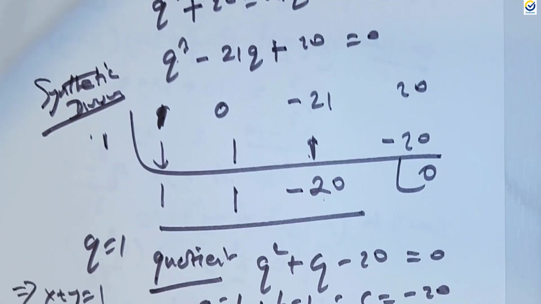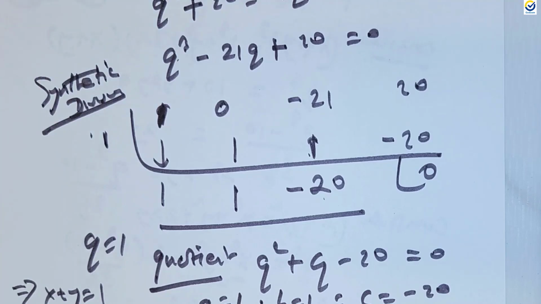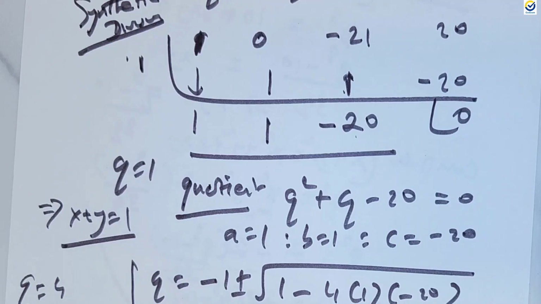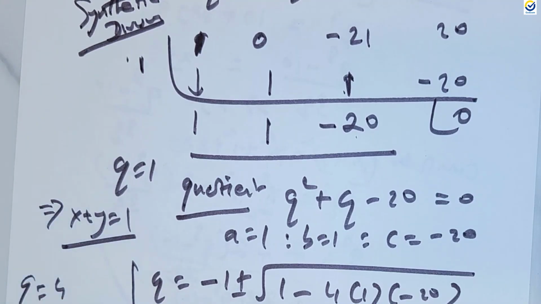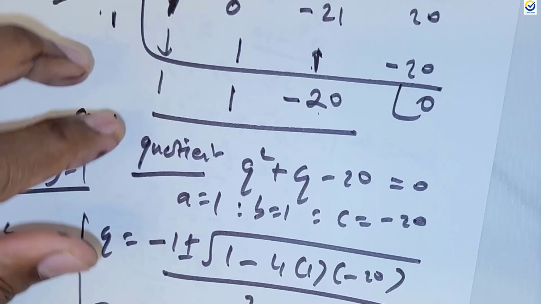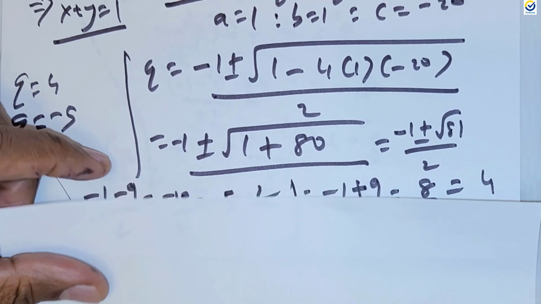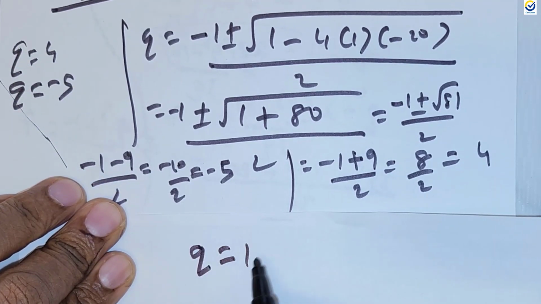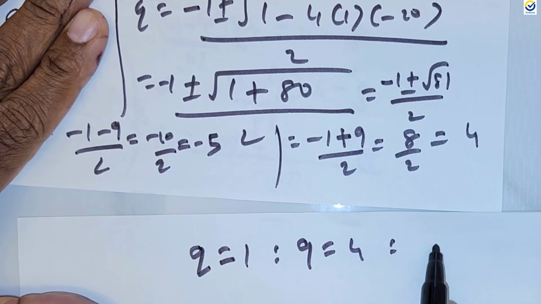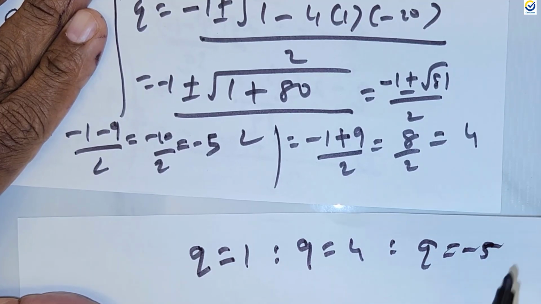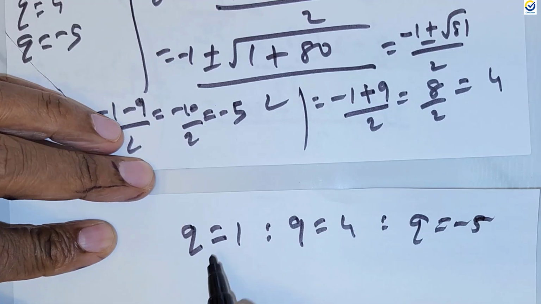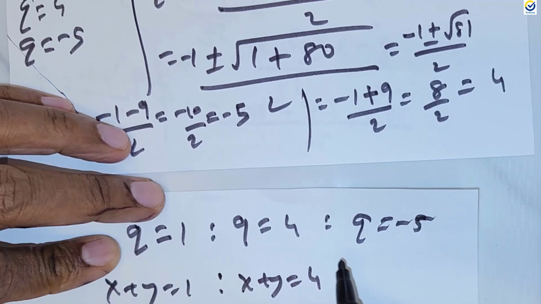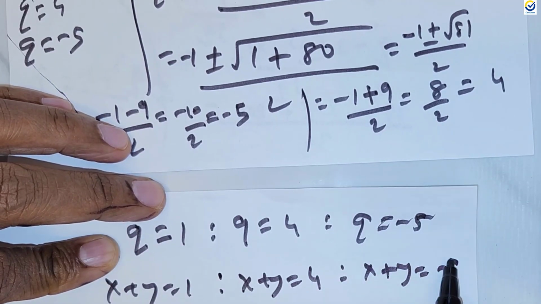So now we need to move to the next step. I'm looking for an additional sheet. Okay, let me use paper. So what are the values we got? We got q is equal to 1, q is equal to 4, and q is equal to negative 5. So over here x plus y is equal to 1, over here x plus y is equal to 4, over here x plus y is equal to negative 5.